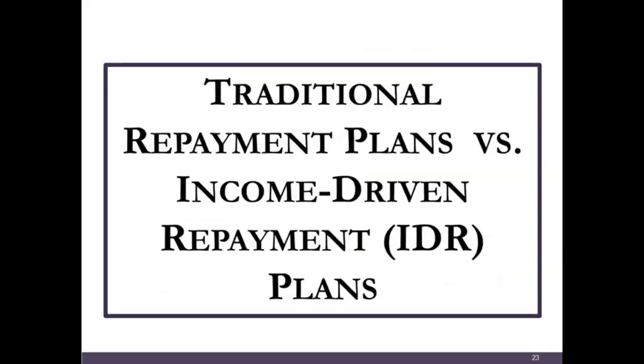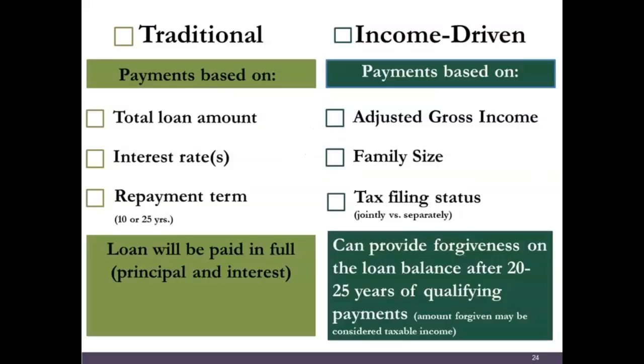So, traditional repayment plans versus income-driven repayment plans. I just want to give you guys some basics on those. The traditional repayment plans, which are 10 to 25 years, your payment is always going to be based on the total loan amount, the interest rates, and the repayment term. So whether you choose a 10 or a 25-year plan, those traditional repayment plans are meant to pay your loan off in full, including all of the principal balance and the interest.